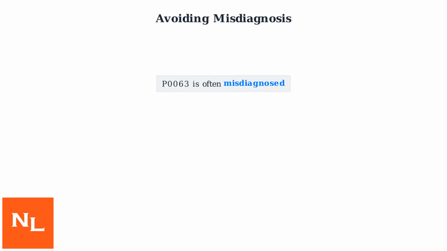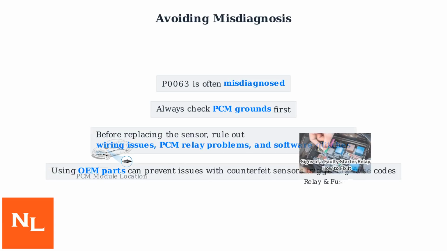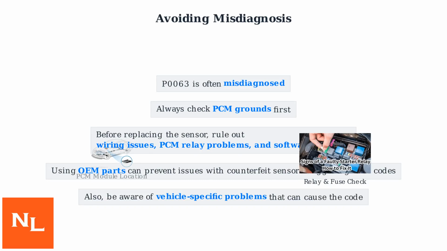P0063 is often misdiagnosed, so always check PCM grounds first. Before replacing the sensor, rule out wiring issues, PCM relay problems, and software glitches. Using OEM parts can prevent issues with counterfeit sensors triggering false codes. Also, be aware of vehicle-specific problems that can cause the code.